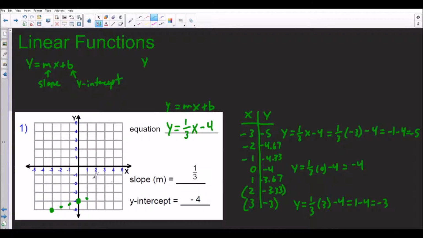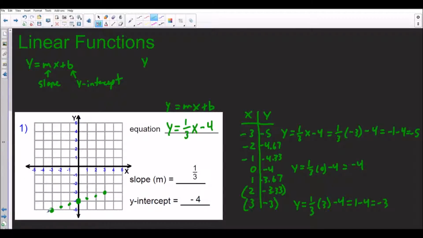Now we're here, so 2, -3.33. So we go to 2, -1, 2, 3. 3.33 is probably somewhere around here. And then our last point is 3, -3. So we're going to go 3, -3 right here.